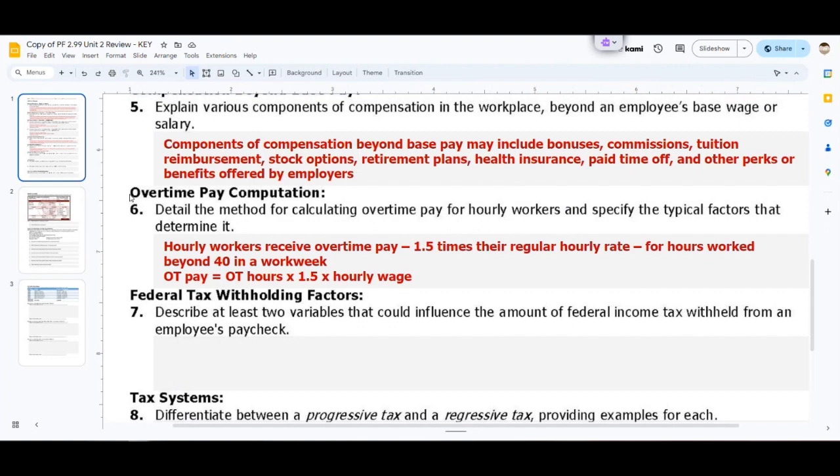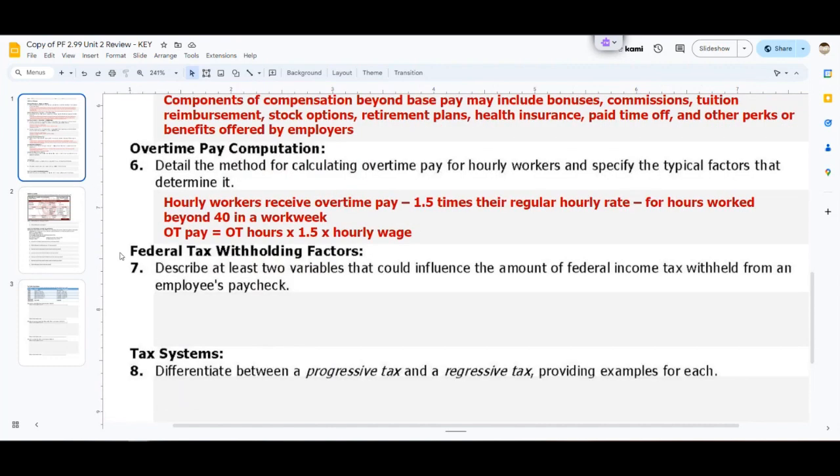Number 7, describe at least 2 variables that could influence the amount of federal income tax withheld from an employee's paycheck. So one of the things that I saw as some students were turning this in is a few of you mentioned, well, maybe you live in a different state. Maybe you live in a state that doesn't have a state income tax like Nevada or Florida, right? And while, yes, you're thinking about ways that people's tax burdens may be different, the question asks specifically about federal income tax. So we're not going to use differences in state income tax for this because federal income and state income taxes are different. So thinking only about the federal income tax, right?